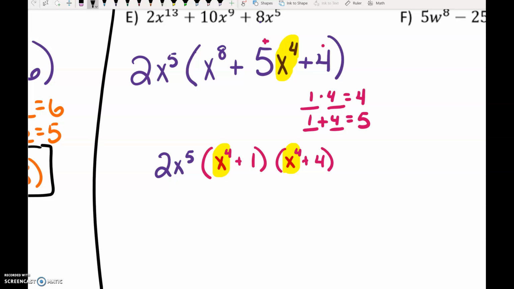Once you have it factored like this, check to see if there's any more factoring you could do. I don't believe there is on this one, so we are done.